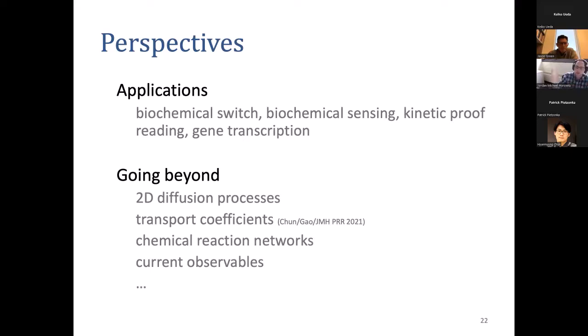And we're also looking in different directions. Chi, who did the 1D diffusion process, is working on 2D processes. I mentioned this work by Hyun-Myung on transport coefficients. And now we're also trying to think about how this has something to do with chemical reaction networks, which are more biochemically relevant, as well as extending them to other kinds of observables like currents. So thank you.